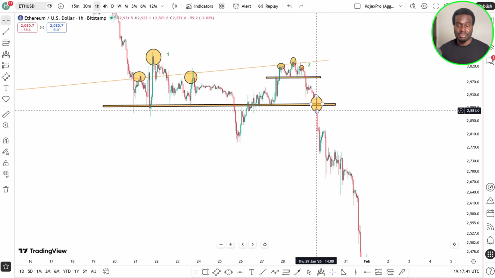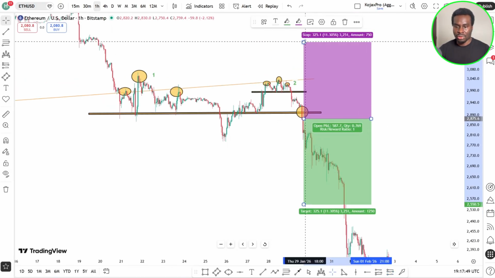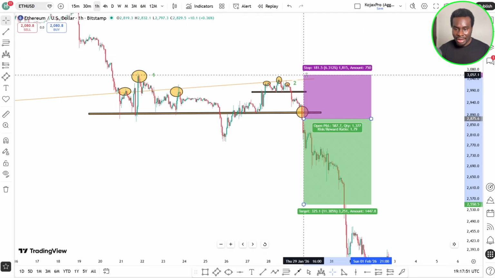So by the time we did break below this level right about here, this is when you can actually enter this trade. Now I'll show you how to actually position for this trade. You get in here quickly. Now, where do you put your stop loss? I'm going to show you where you put your stop loss. You take your stop loss right about here, because we are on the 1 hour time frame. You take your stop loss here.